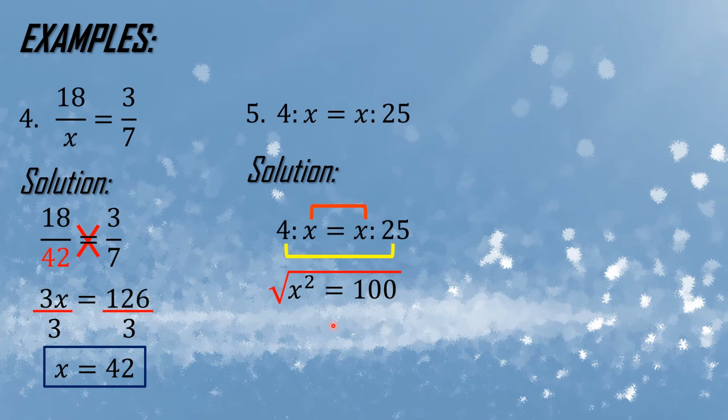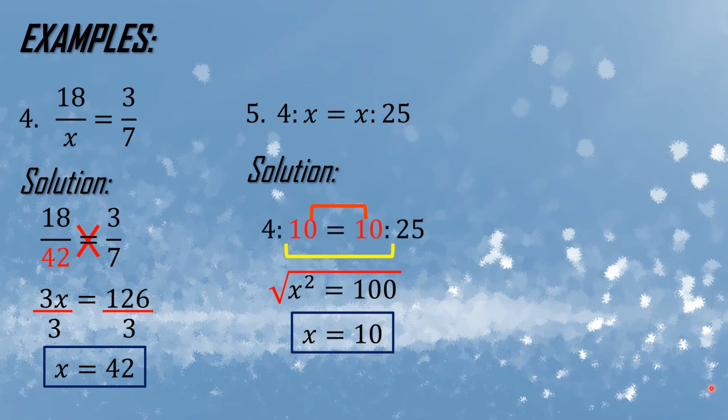Ibig sabihin, alamin natin ano yung isang number na kapag minultiply sa sarili niya ay equal sa 100 at equal din sa x squared. So, the square root of x squared is x. And then, the square root of 100 is 10. So, paano naging 10 at x yung sagot? Kasi kapag minultiply natin ang x times x, that is equal to x squared. So, ang square root ng x squared ay x. And then, 10 times 10 is equal to 100. Kaya ang square root ng 100 is 10.